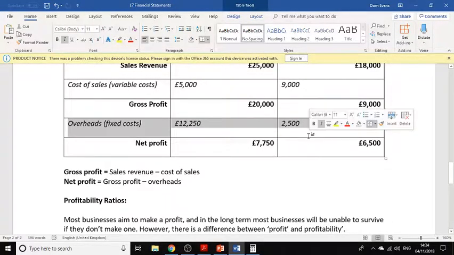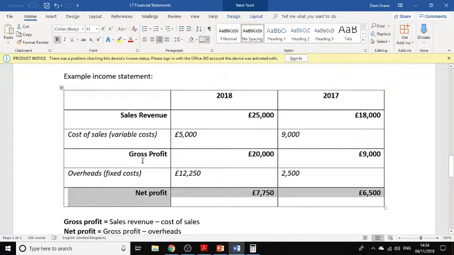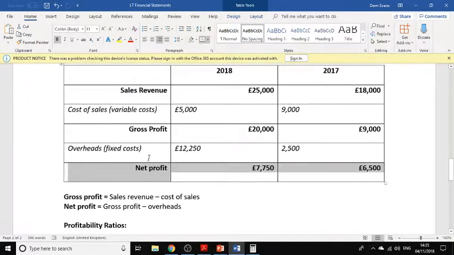Overheads or fixed costs come next, and we need to subtract them to get our final net profit figure. And yeah, that's it basically on the income statement.